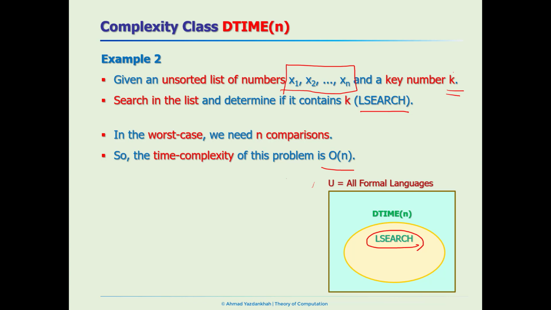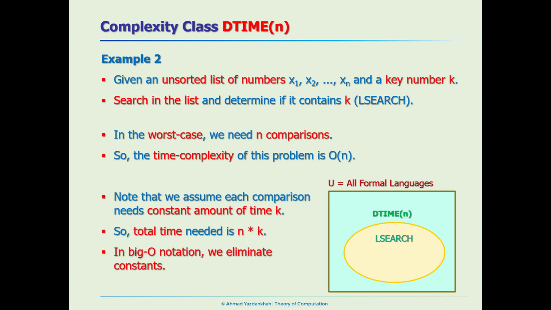Let me explain very briefly about these comparisons and this big O of n. If every comparison needs k, let's say it is a constant amount of time, whatever the time is, then the total time would be k multiplied by n, right? Big O of kn. But we just said that if we multiply a constant by n, we can eliminate that. So big O of kn is equal to big O of n.